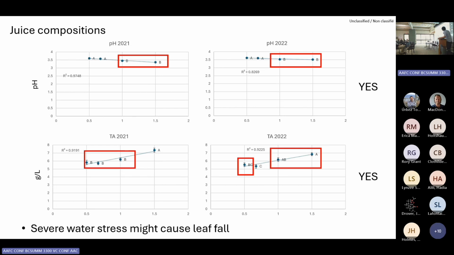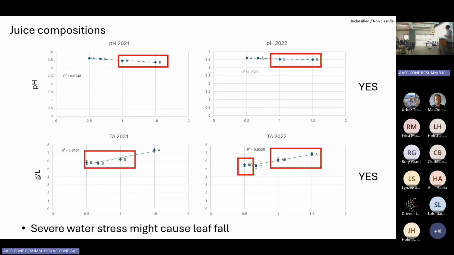And regarding the juice composition, I think you could use irrigation to adjust, for example, the pH. If you irrigate, the pH is usually lower. And the same thing for the titratable acidity. You can also manipulate it by adjusting the irrigation amount. But here, the pH increase actually gives you another hint.